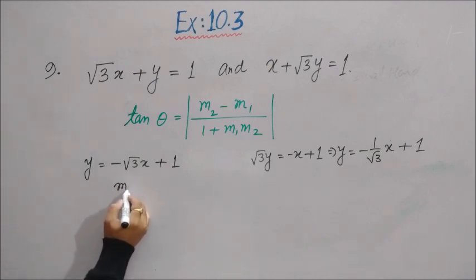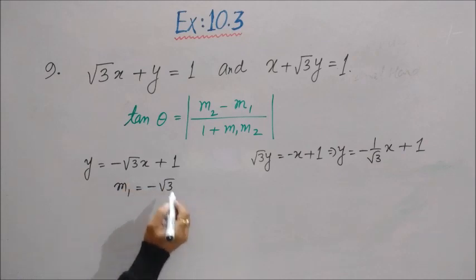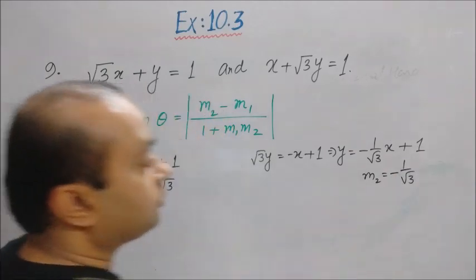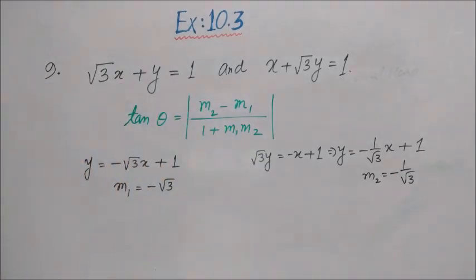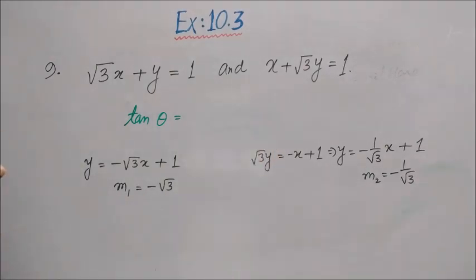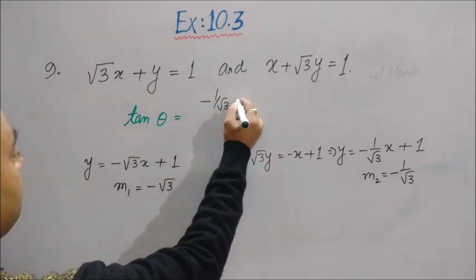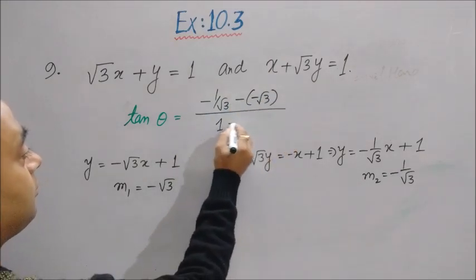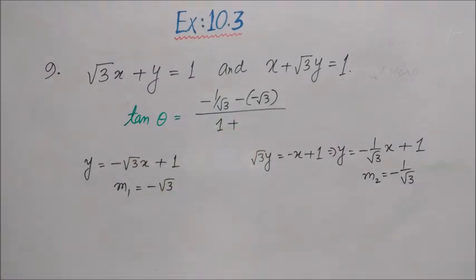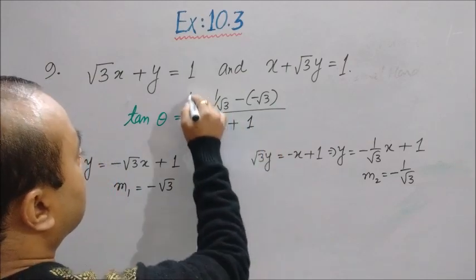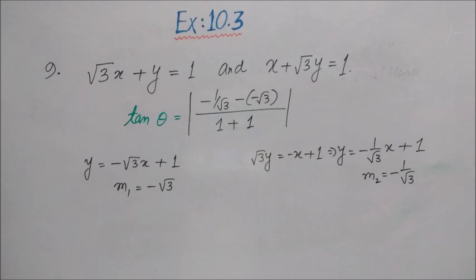So m1, we can identify the slope of this line as minus root 3 and m2, the slope of the other line, minus 1 by root 3. So these are the values of m1 and m2. Now these values of m1 and m2, we have to substitute in this formula. So m2 minus m1, that is minus 1 by root 3 minus of minus root 3 divided by 1 plus m1 into m2. Multiplication of these two will give us only 1. So this will lead to the answer of theta.